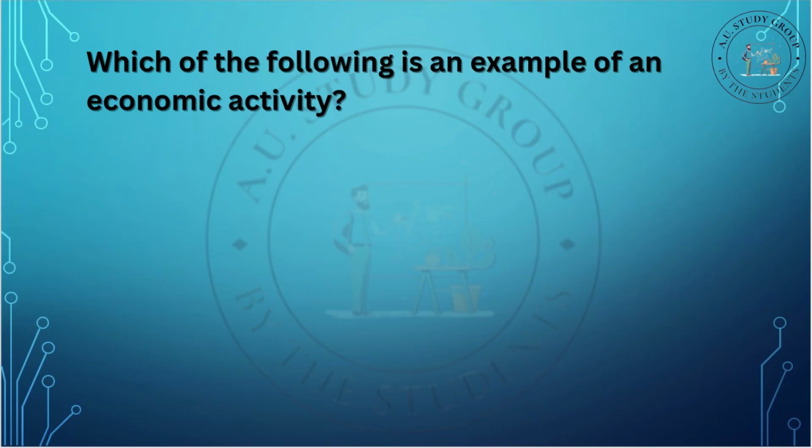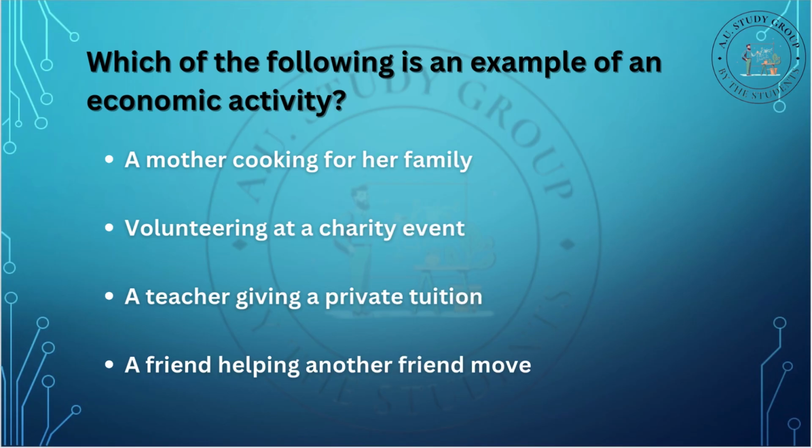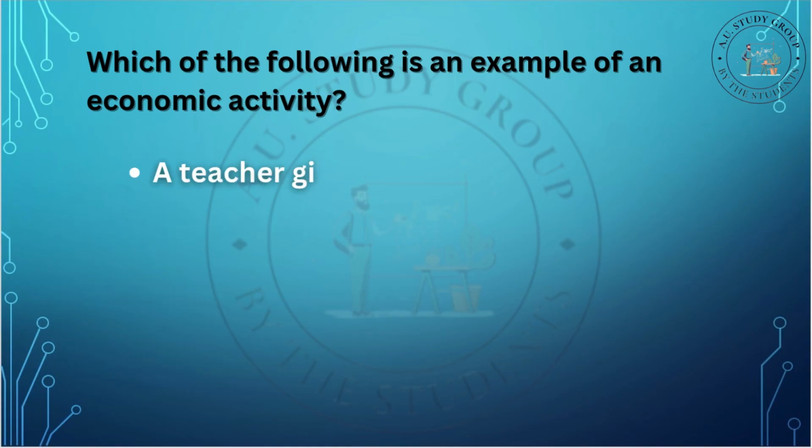Which of the following is an example of an economic activity? A mother cooking for her family, volunteering at a charity event, a teacher giving a private tuition, or a friend helping another friend move out. Which one is the right answer? A teacher giving a private tuition. That is an economic activity. Good. Let's move to the next question.